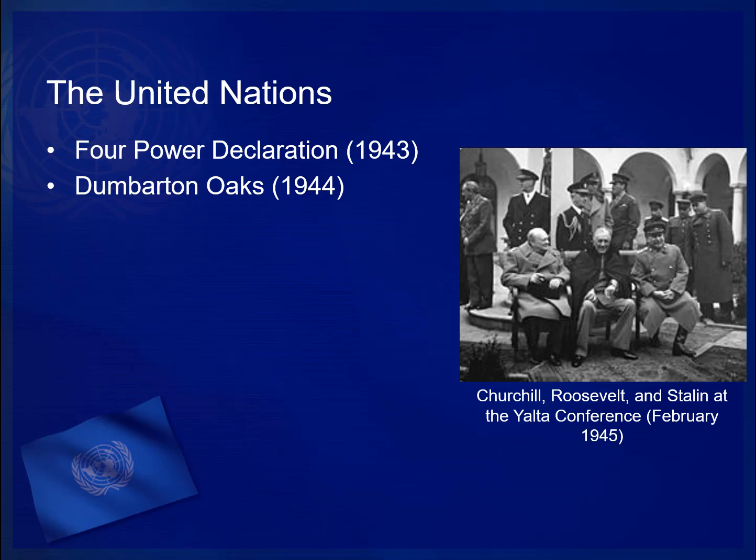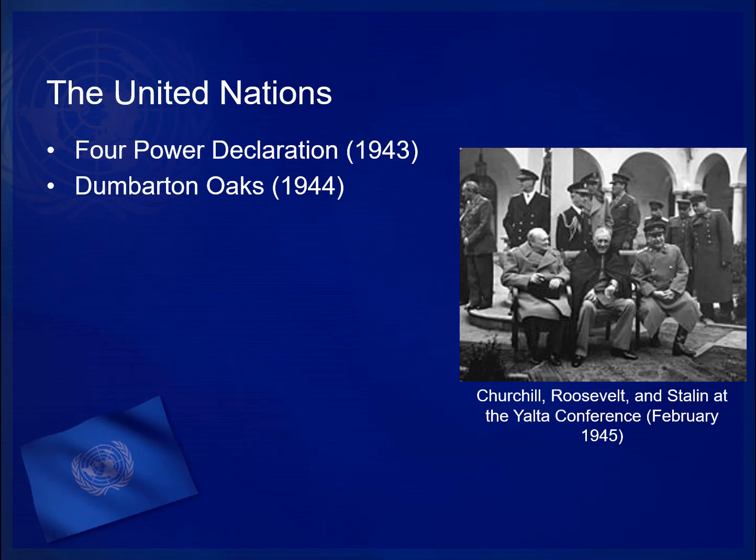Specifically, the Big Four agreed that the new organization would have four primary purposes. First, the maintenance of international peace and security, and to that end, the ability to take collective measures to prevent and remove threats to peace. Second, the development of friendly relations among nations through appropriate measures to strengthen universal peace. Third, the promotion of international cooperation in the solution of international economic, social, and humanitarian problems. And fourth, the harmonization of actions by nations to achieve these ends.